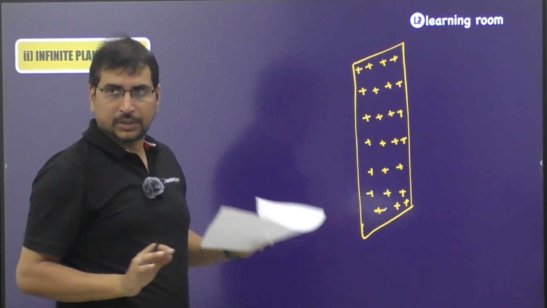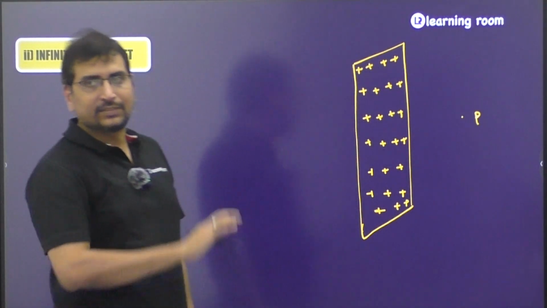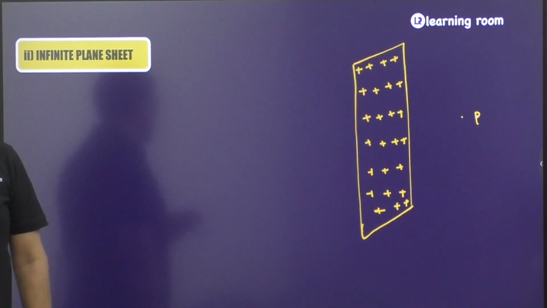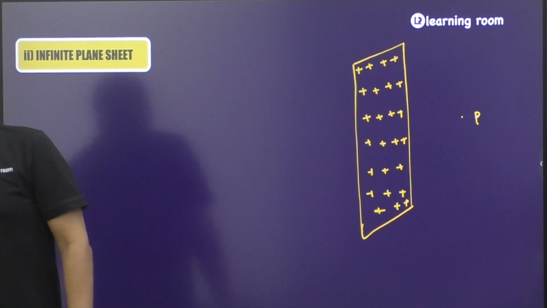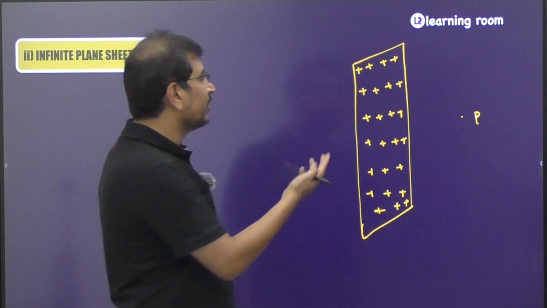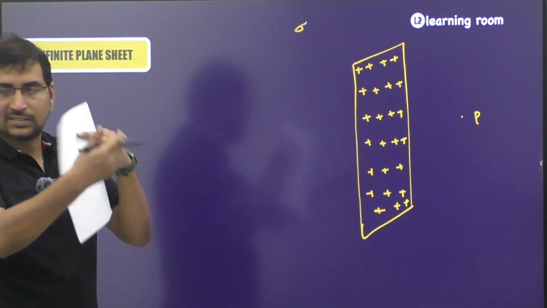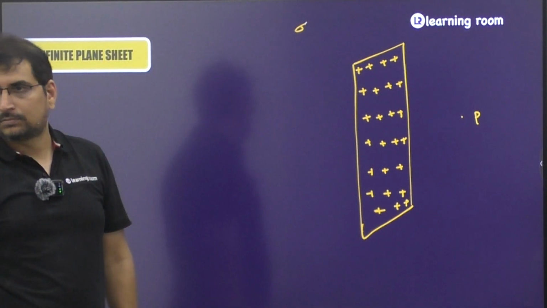what is the electric field at a distance r from it. So I'm going to consider a point P here, which is, let's say, at some distance r. Right. Now, first thing is we need to define the type of charge density. So what is the type of charge density we can define? It is going to be sigma, the surface charge density, because the charge is distributed over area.